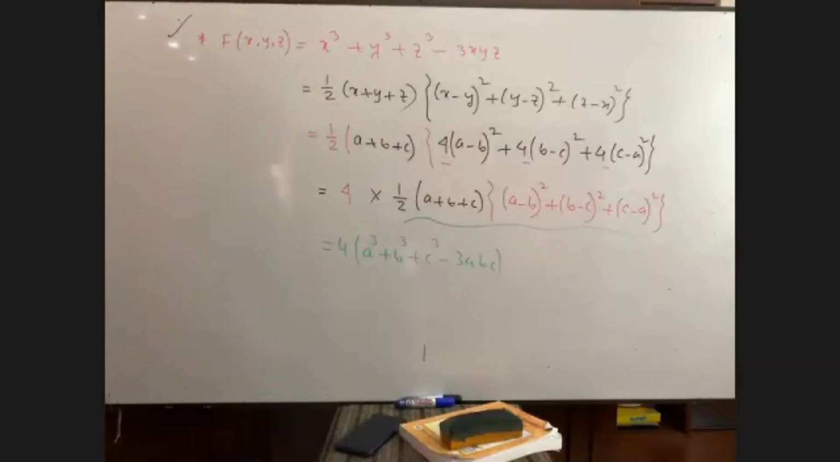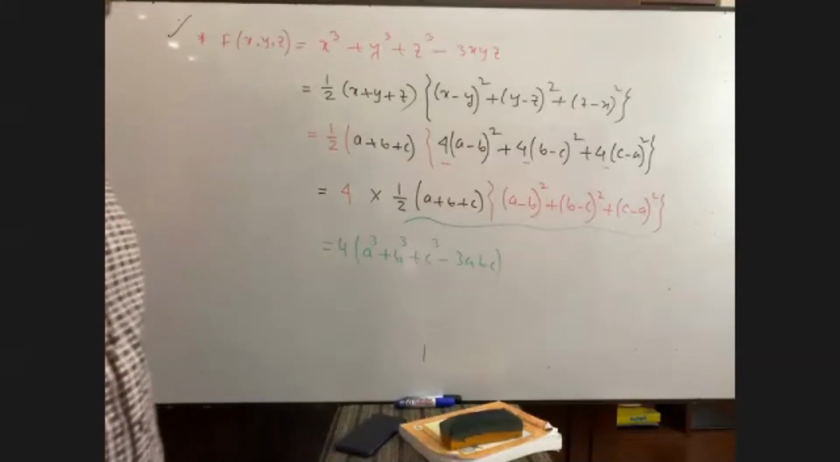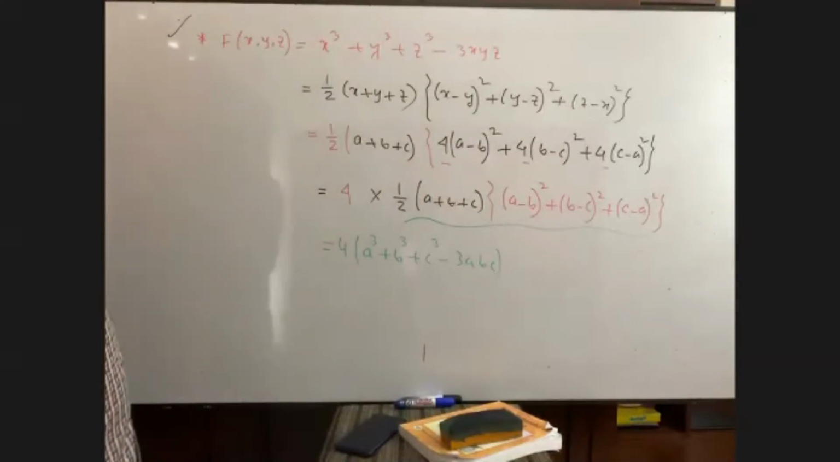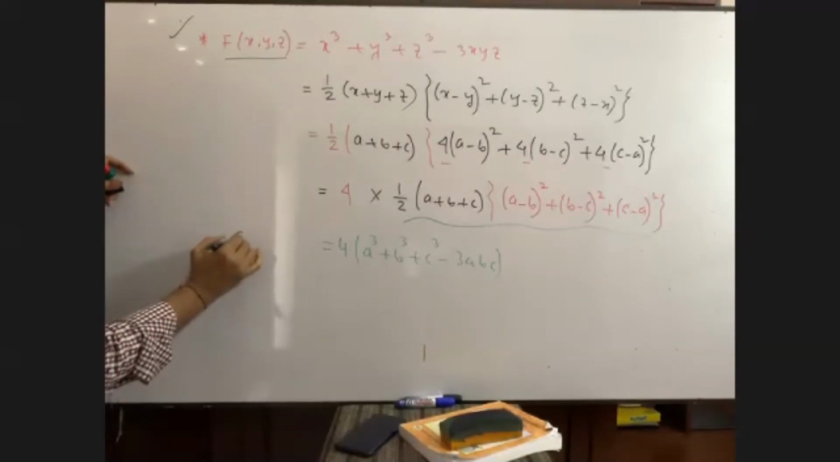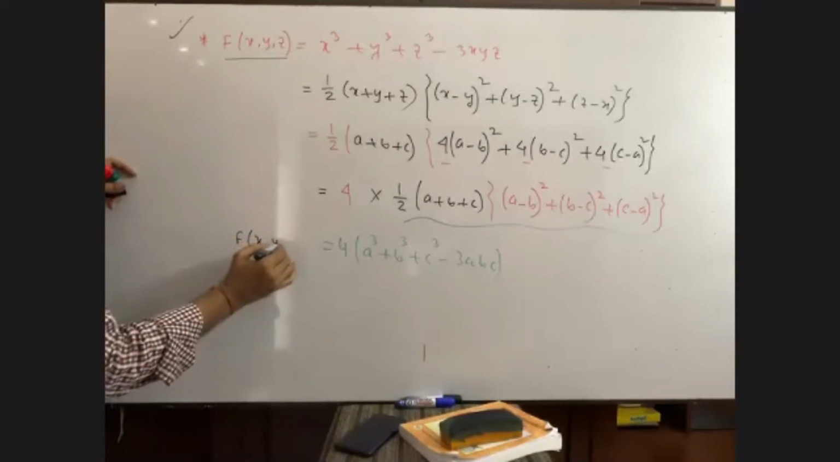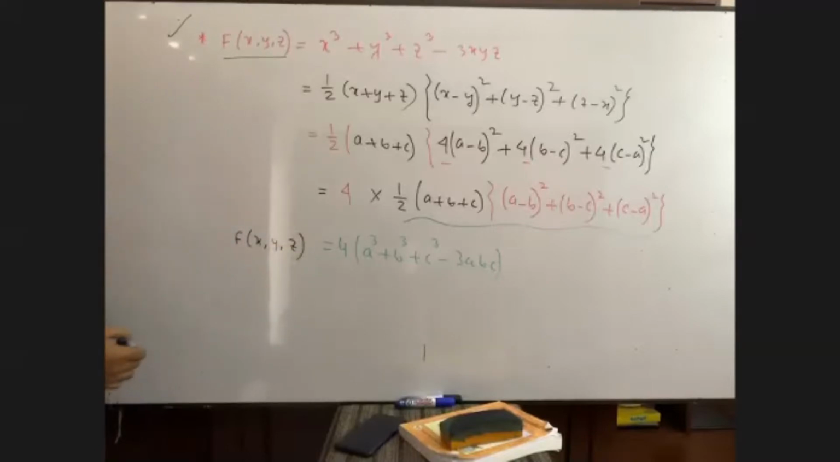Just try to understand up to this. Actually, it was f(x, y, z). So we can write here, this is f(x, y, z). Am I right? Yes, sir. Okay.